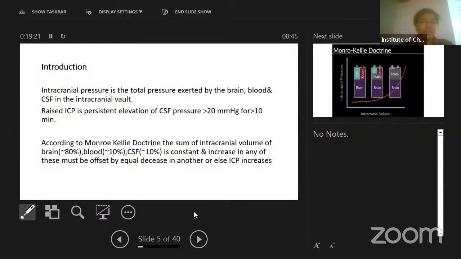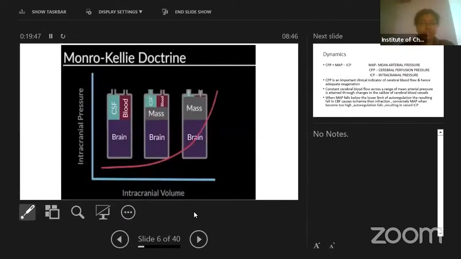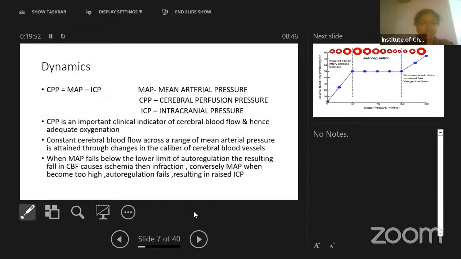Now introduction. Intracranial pressure is the total pressure exerted by the blood, brain, and CSF in the intracranial vault. Raised ICP is persistent elevation of the CSF pressure more than 20 millimeter of mercury for more than 10 minutes. According to Monro-Kelly doctrine, the sum of the intracranial volume of the blood, brain, and CSF is constant, and an increase in any of these must be offset by an equal decrease in another, or else ICP increases. This is the pictorial depiction of the Monro-Kelly doctrine.